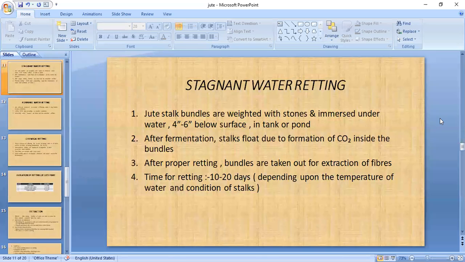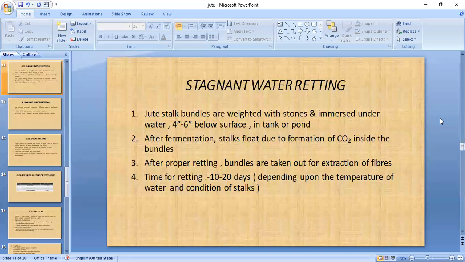So tank और pond जो है stagnant water के resources हैं, तो वहां हम इसको बंडल्स को पानी के अंदर इमर्स करके डिप करके रखते हैं. After fermentation, stalks float due to formation of carbon dioxide inside the bundles. जो ये बंडल्स है, इसके अंदर कार्बन डाइऑक्साइड का फॉर्मेशन होता है, और इसकी वजह से जो स्टॉक्स है वो पानी के ऊपर तैरने लगते हैं.